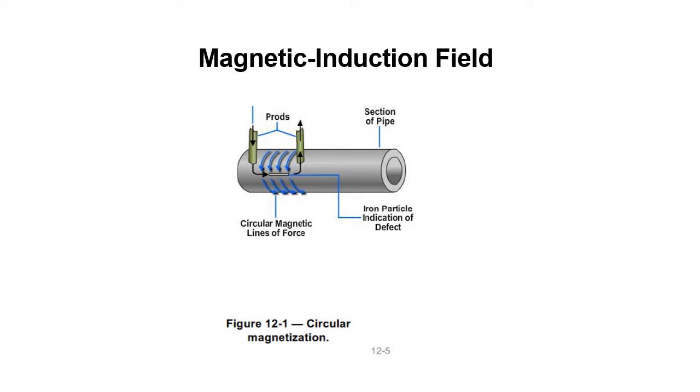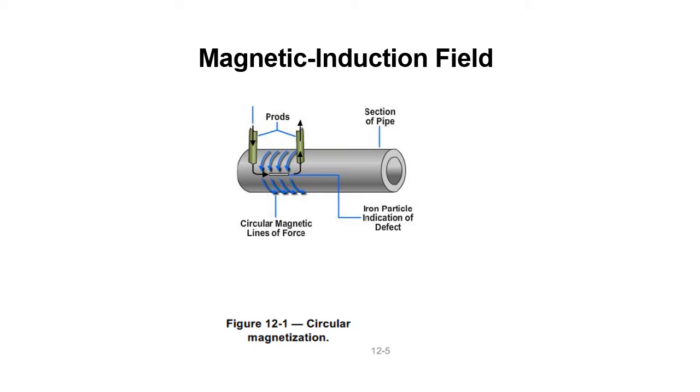When an electric current flows in a straight line from one contact point to the other, magnetic lines of force are in a circular direction. In order for a defect to show up as a disturbance in the pattern of the iron particles, the direction of the magnetic field must be close to a right angle to the major axis of the defect.